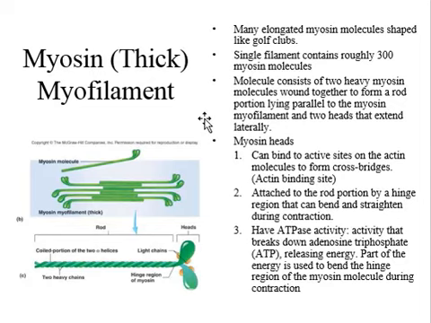Many elongated myosin molecules are shaped like golf clubs. A single filament contains roughly 300 myosin molecules, and each myosin filament consists of about 200 myosin molecules. About 18 classes of myosins have been identified. Each myosin molecule is made up of 6 polypeptide chains, which are 2 heavy chains and 4 light chains.